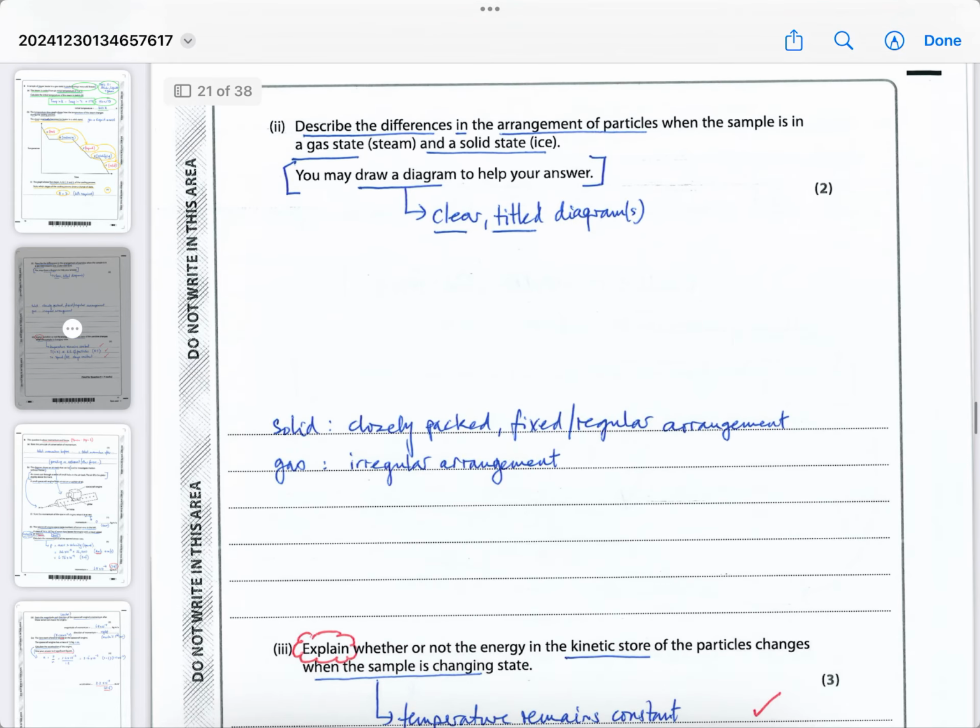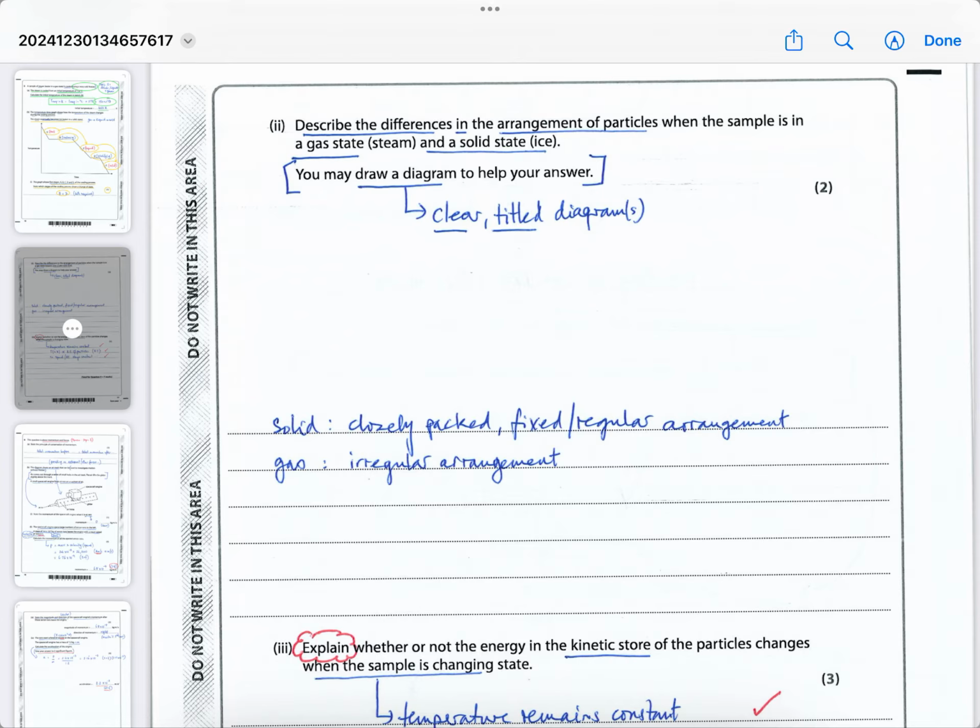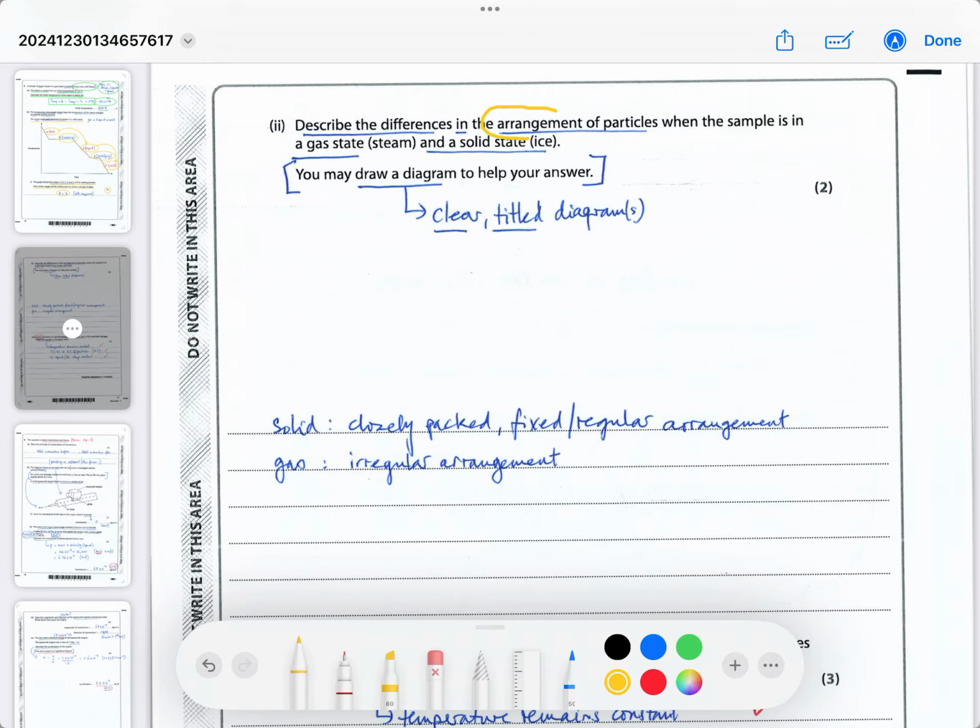It then says, describe the differences in the arrangement. The key word here is the arrangement of the particles, the differences in the arrangement of particles when the sample goes from a gaseous state, steam, into the solid state, ice. So when it goes from gas, you could draw diagrams. Diagrams make it easier if you know them, but they've got to be clear and they've got to be labeled or titled as they've said in the mark scheme.